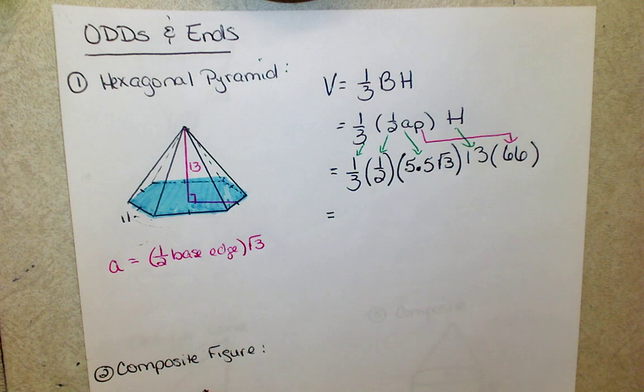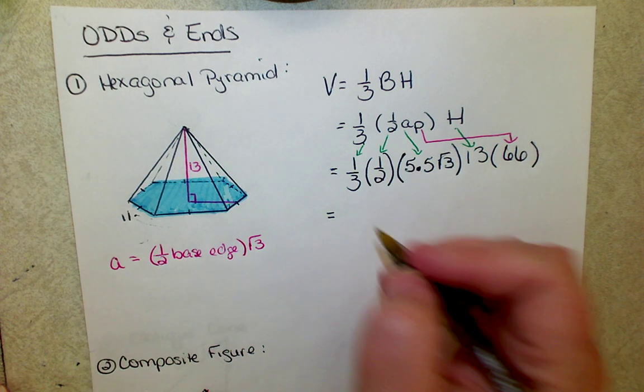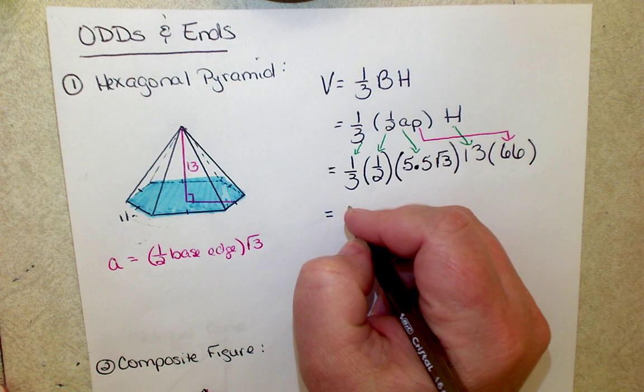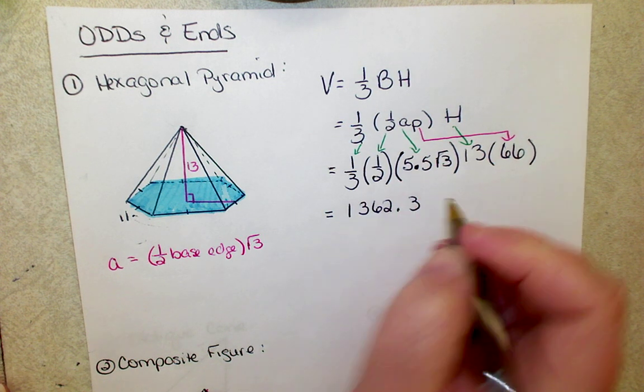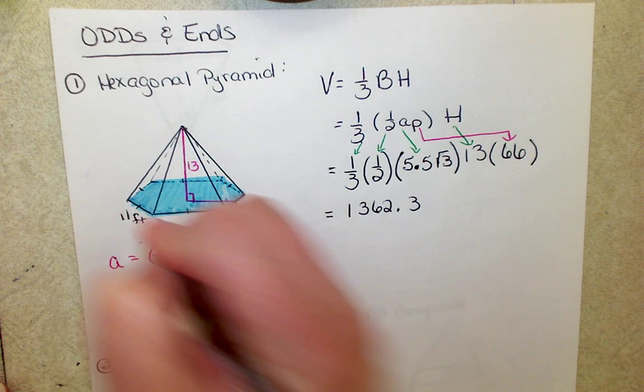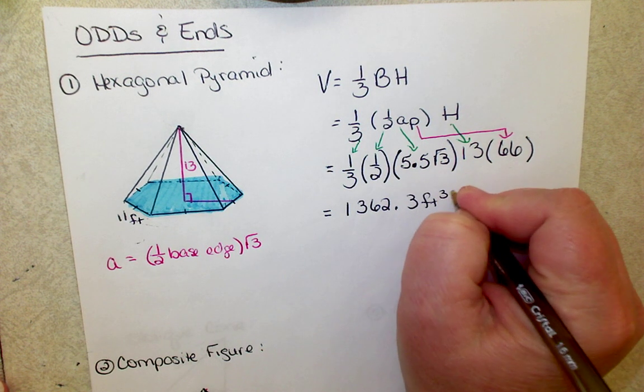We'll put this into the calculator, and let's round to the nearest tenths. So when you put all this into the calculator and round to the nearest tenths, you're going to get 1,362.3, and let's say this is feet. So feet cubed.